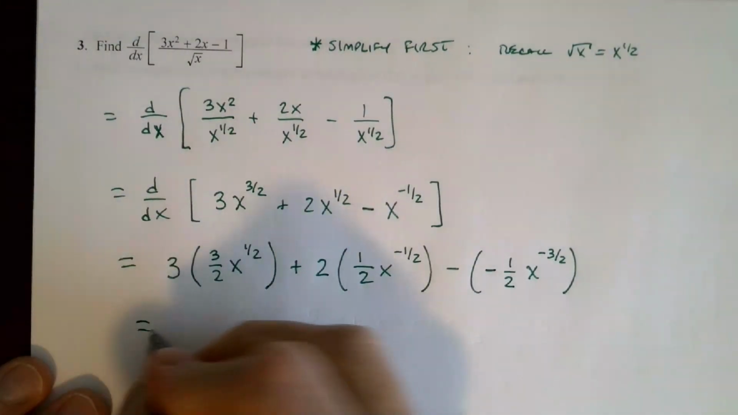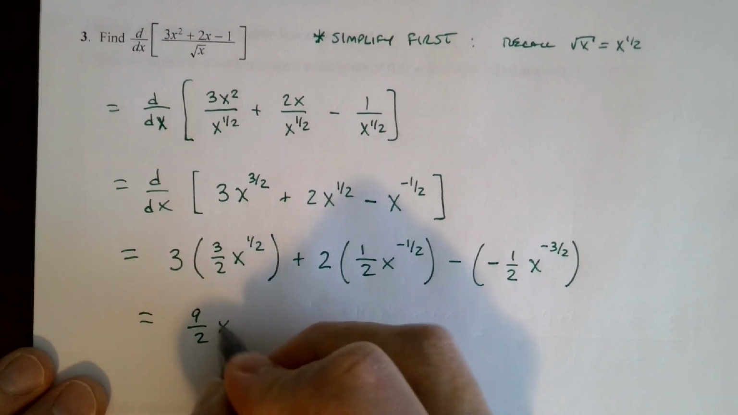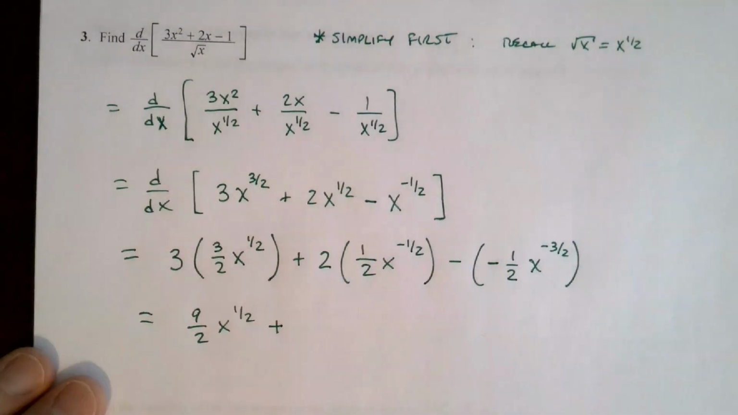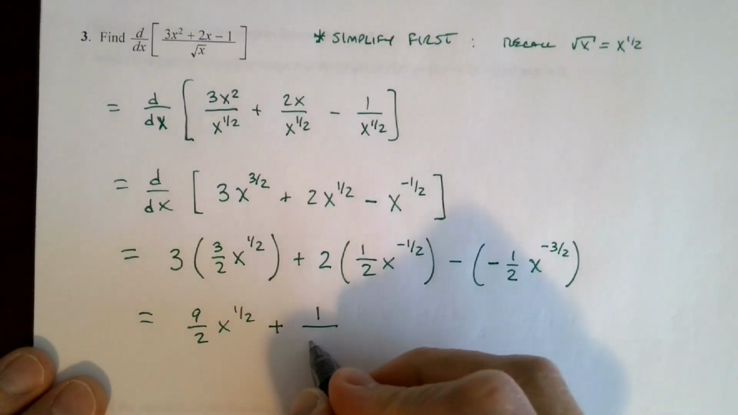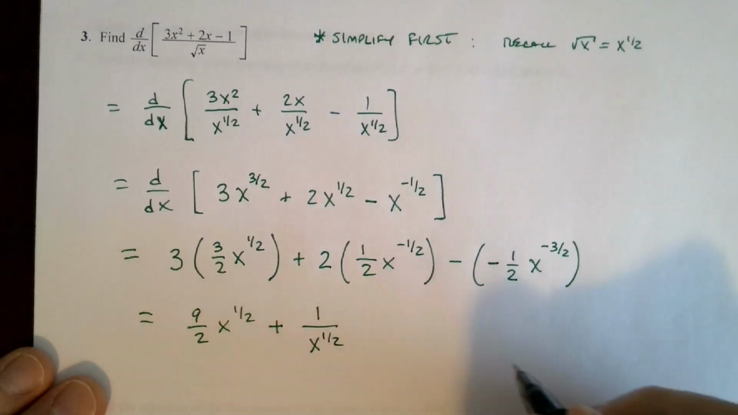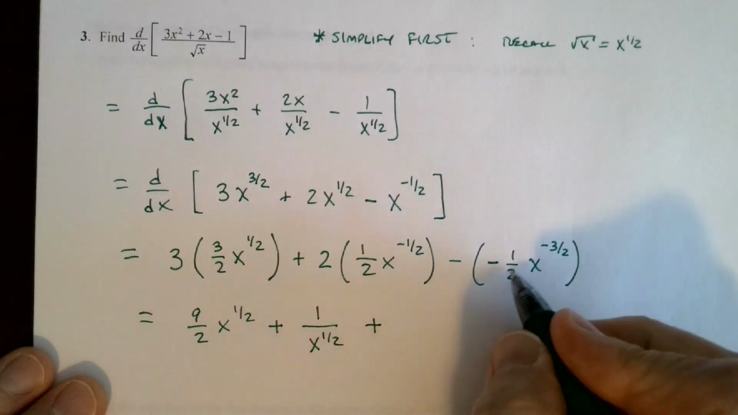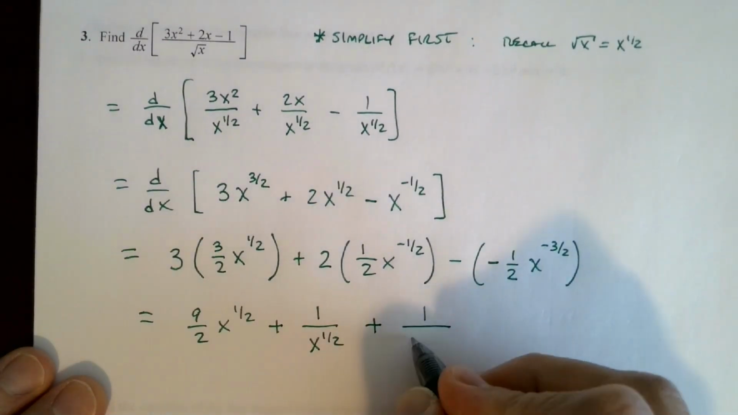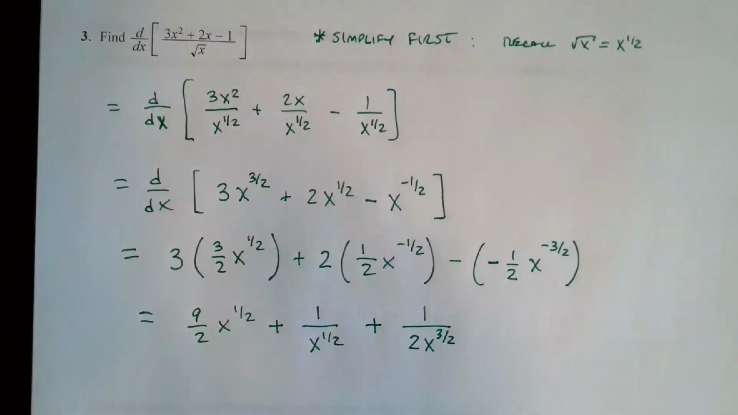And then I just clean this up. I get 3 times 3/2, that's 9/2, x to the 1/2. Plus what? 2 times 1/2 is just 1. I'm left with x to the negative 1/2, which I'm going to rewrite as 1 over x to the positive 1/2. And then minus a negative is plus 1/2, x to the negative 3/2 becomes x to the positive 3/2 down below.